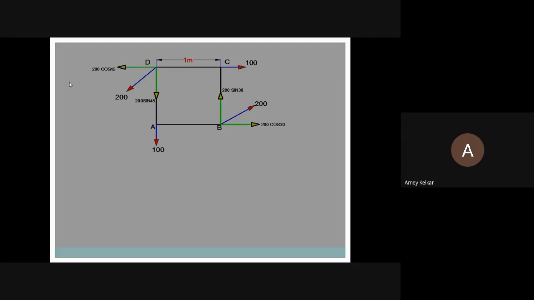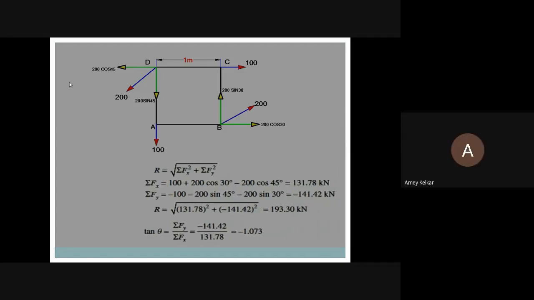Yes, anyone with the answers? Aishwarya? Aishwarya Hukkeri? Prajwal? Yes, sir. Solving. Sir, Fx is 131.78. Okay. And Fy? Solve. Fx is 131.78. Okay.